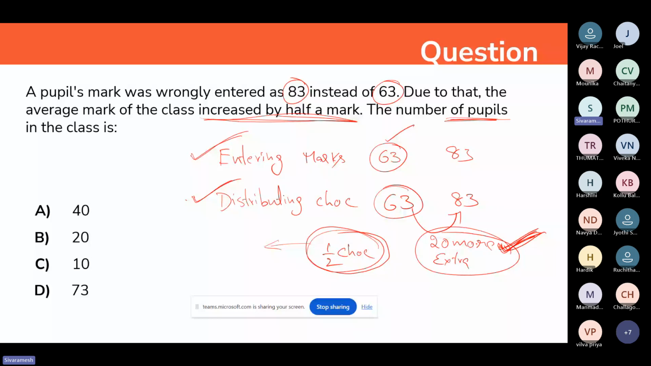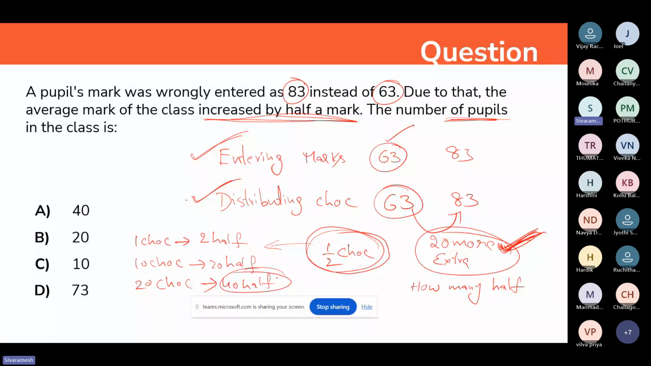Think about the logic: for 20 chocolates, how many halves can we make? If we have one chocolate, I can make two halves, correct? If I have 10 chocolates, I can make 20 halves. If I have 20 chocolates, how many halves can I make? 40. Yes, very good. 40 halves I can make. Indirectly I can say there are 40 people in the class, because every person is getting half a chocolate extra. That's the reason I can say 40 students are there in the class.